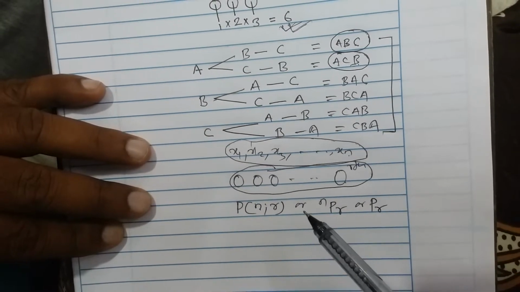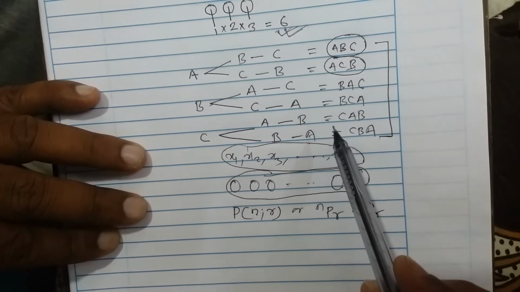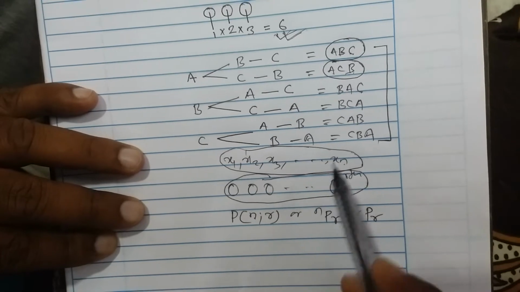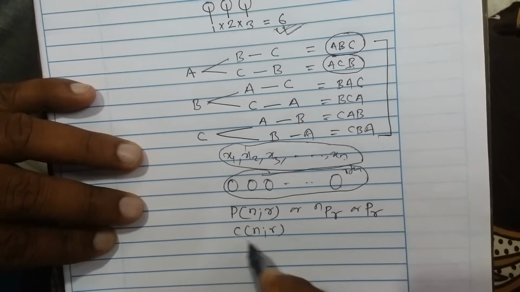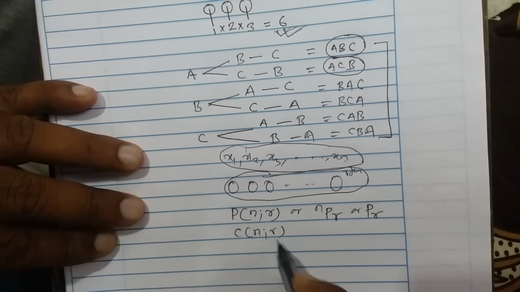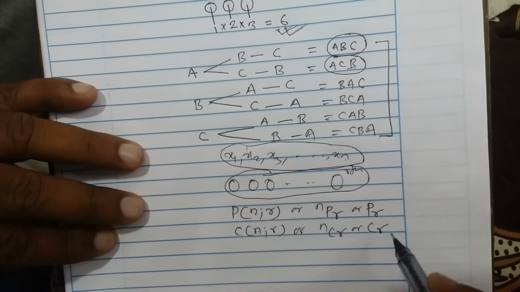Don't forget, the matter is of order, having order or not. If there is no regard of order, then the number of ways by which it can be done is called combination, and that is denoted by C(n;r), the combination of n given objects taken r at a time, or nCr, or simply Cr.